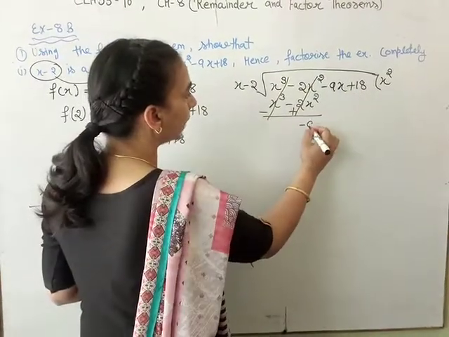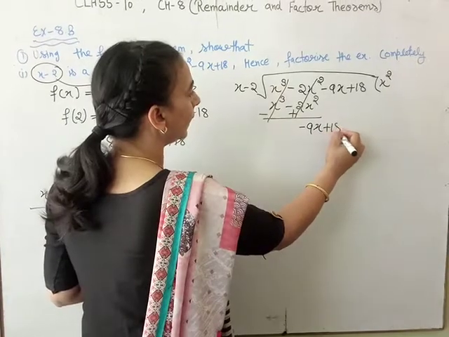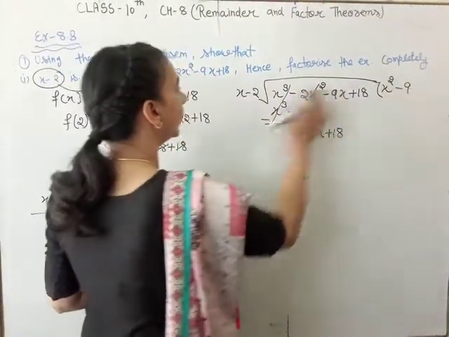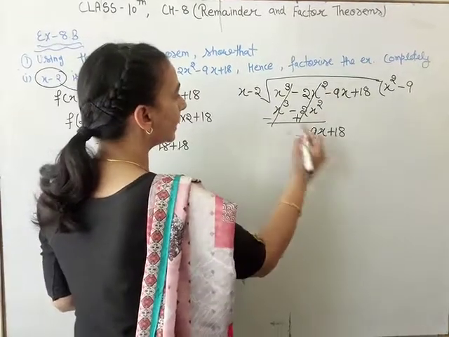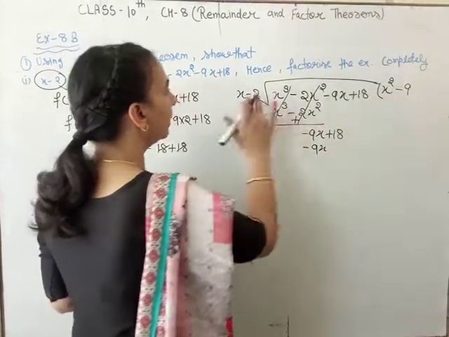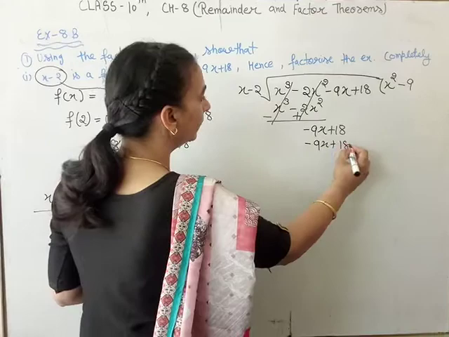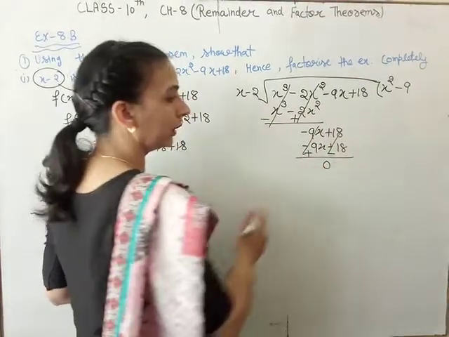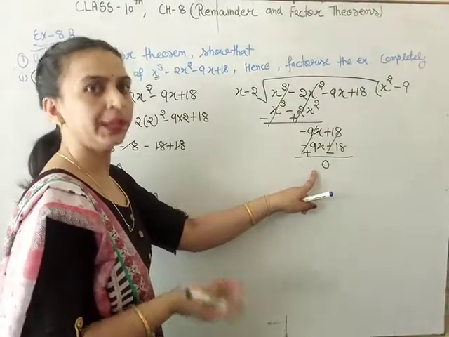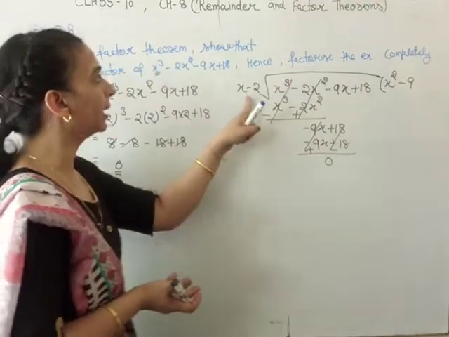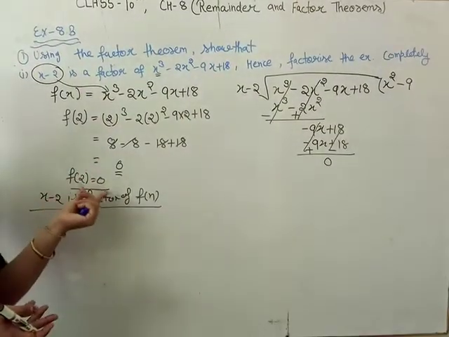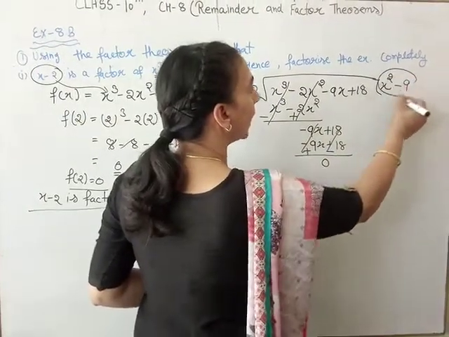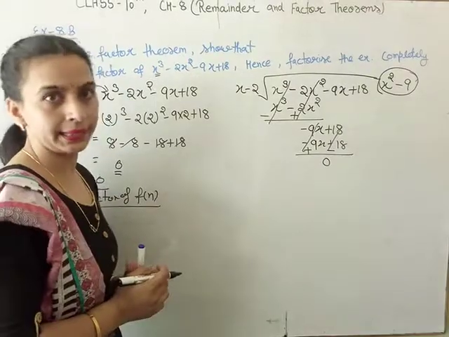Next we take minus 9x plus 8. Next minus 9, then 9x minus 9x, minus 9 minus 2 plus 18. Then plus minus cancel and 0. This is the remainder. Remainder equal to 0 because x minus 2 is a factor. Remainder equal to 0. We find this. We have this x square minus 9.